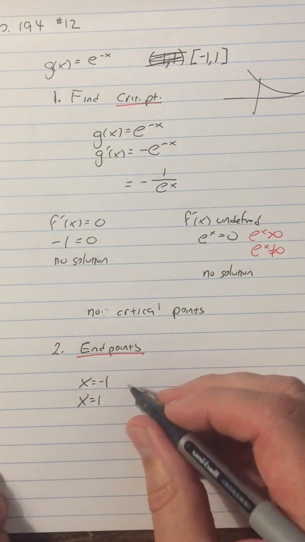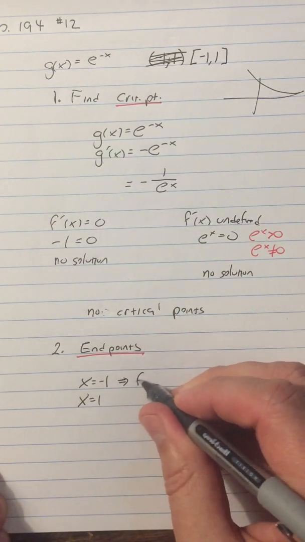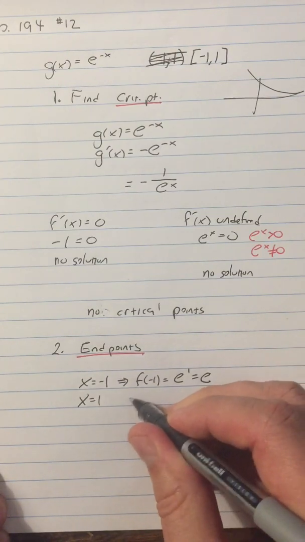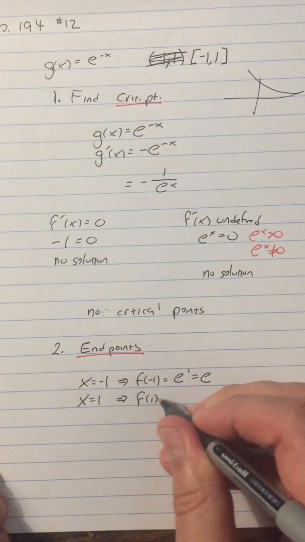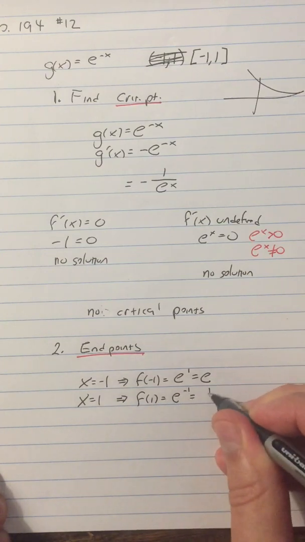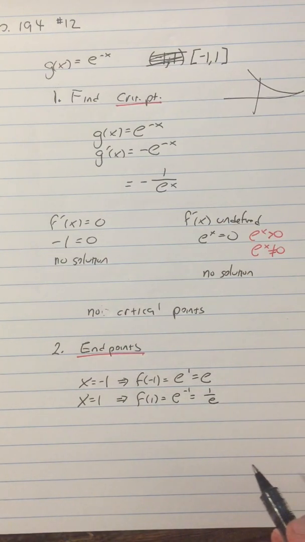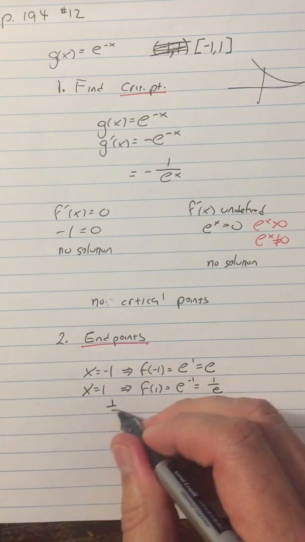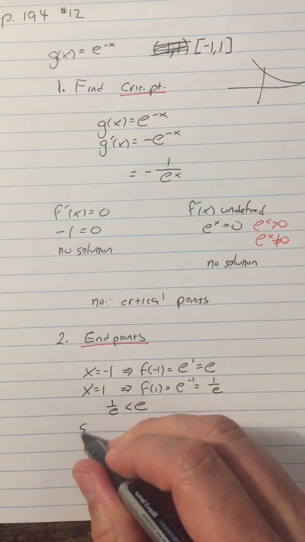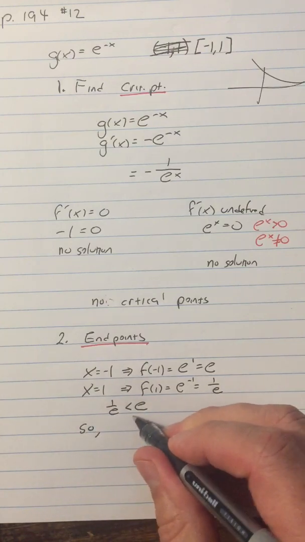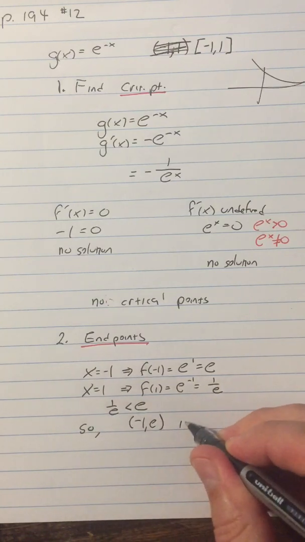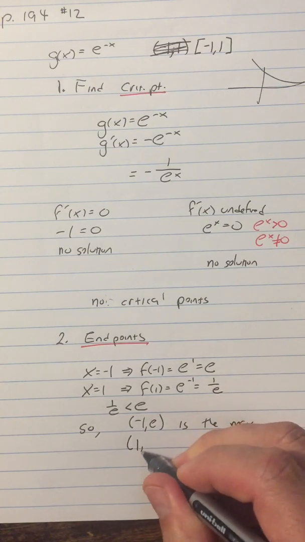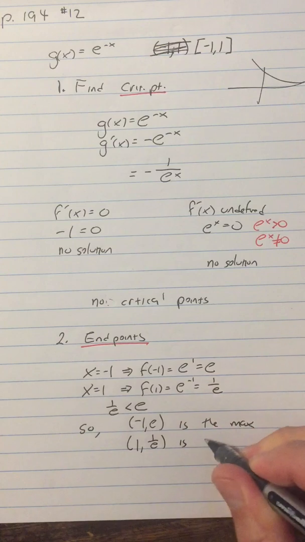All right, so then what is f of x? f of negative 1 is equal to e to the 1, it's just e. What is f of 1? It's e to the negative 1, so that's 1 over e. All right, so what I need to know is that 1 over e is less than e. So the point negative 1, e is the max, and the point 1, 1 over e is the min.